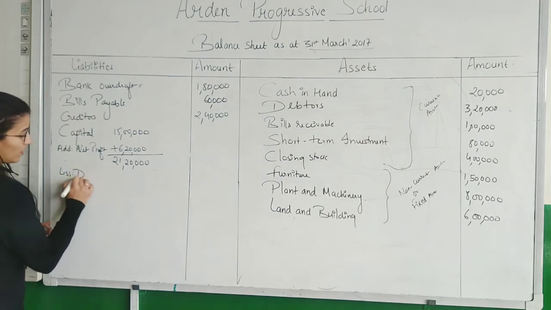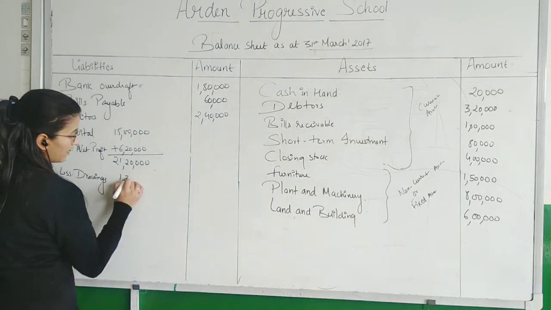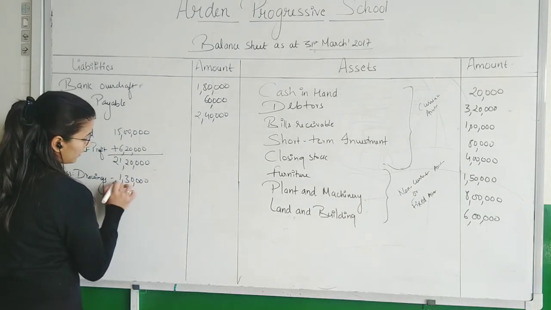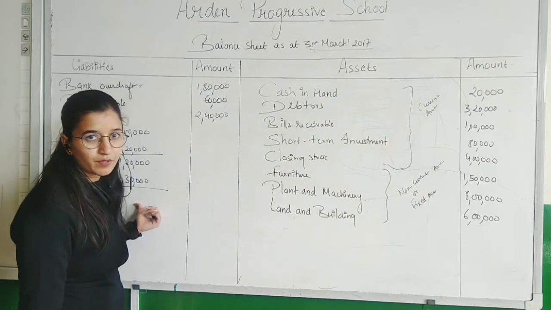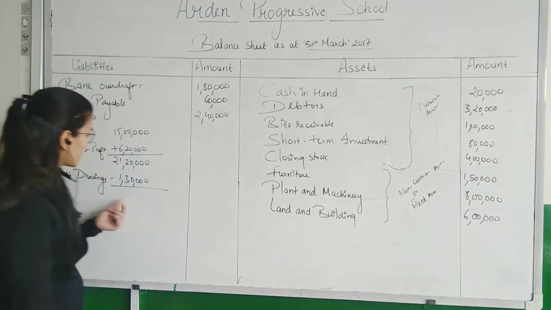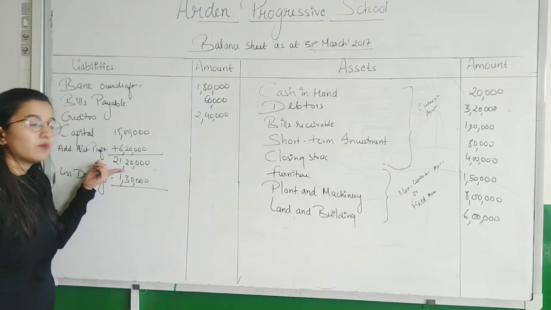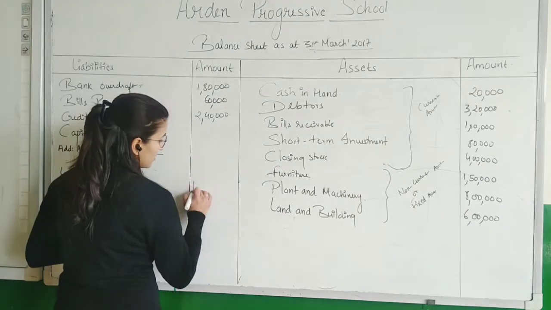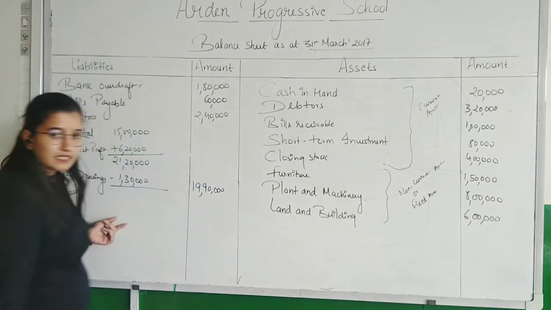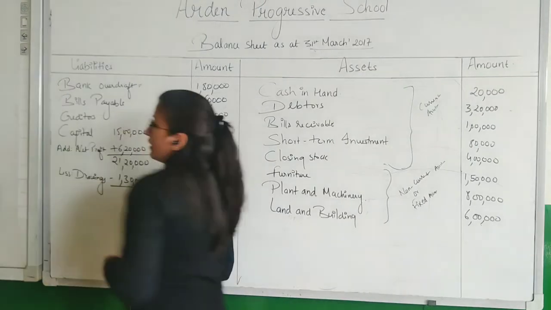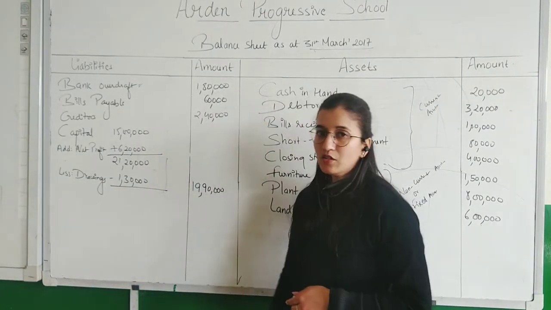So the amount of drawings is rupees 1,30,000. As we know, drawings is the amount which is withdrawn by the proprietor for personal use. So by deducting 1,30,000 from 21,20,000, we get the amount 19,90,000. See, first we will understand the concept of capital, net profit and drawings.